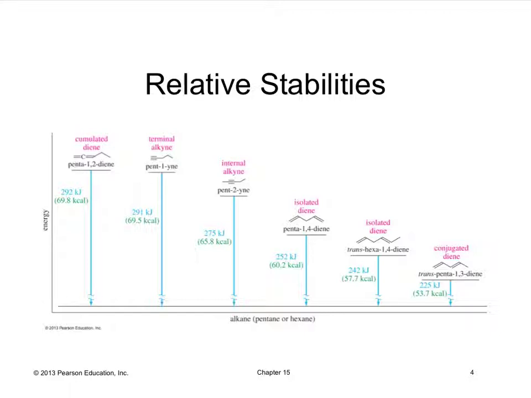If we compare the relative stabilities of carbon-containing compounds, starting with penta-1,2-diene, that's the highest in energy. Then pentyne: 2-pentyne is a little bit more stable than 1-pentyne. And then we have penta-1,4-diene, this is isolated. Hexa-1,4-diene, again isolated, and then the conjugated diene, 1,3-pentadiene, is most stable.